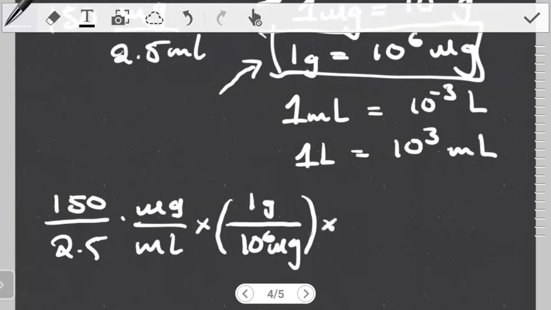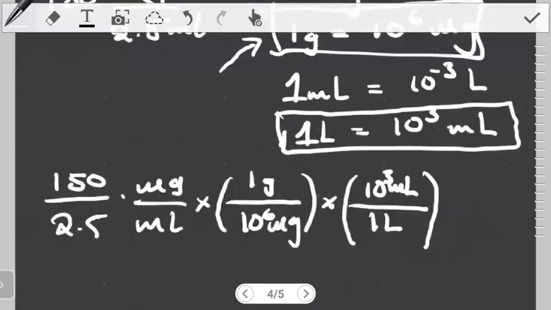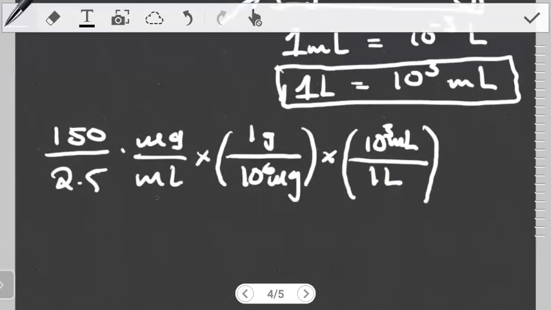So this has converted the first one. I have to convert the second unit too, so I'm going to have a second converter. This is going to convert from milliliters to liters. The relationship between the liter and the milliliter is this one here. I want to eliminate the milliliter, which is in the denominator, so I'm going to use the 10 to the power 3 in the numerator. So this is 10 to the power 3 milliliters in every 1 liter. Once I've done this, I'm as good as done. All I have to do is simplify this.